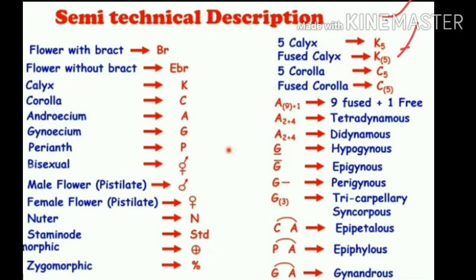So we need to understand that is a fused condition. Next, the corolla: if it is free, then we can represent it as C5. If it is fused, then we represent it with C5 in brackets. Then we can say that is a fused condition.